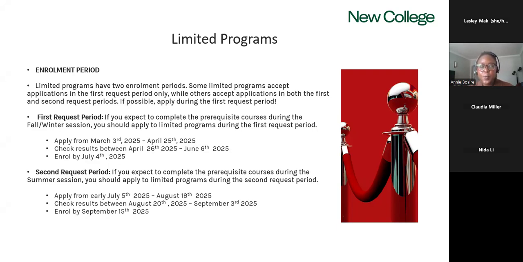For the second request period, this will be applicable to students either who did not meet the published minimum grade and had to retake the course in the summer. Then, if your program has a second request period, this will be the time for you to apply to that. You can apply to that as early as July 5th to August 19th, and you'll be expected to check your results between August 20th to September 3rd and enroll by September 15th.